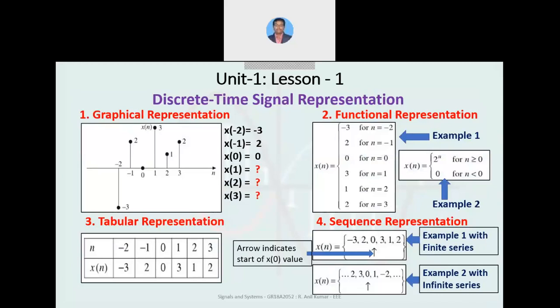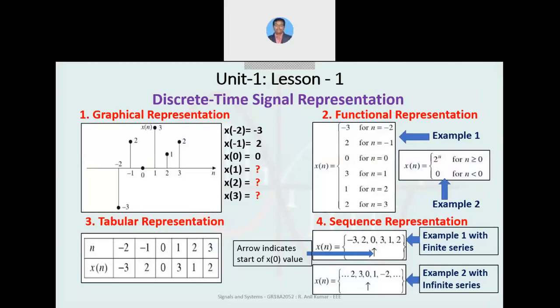And next, coming to the functional representation. In continuous time we have seen the formula x of t equals something. Similarly, in discrete time we can represent x of n for different values of n. You can see the 2 examples, with the direct function x of n equals 2 power n, which you can see in example 2. Example 1 is represented based on the graphical representation.